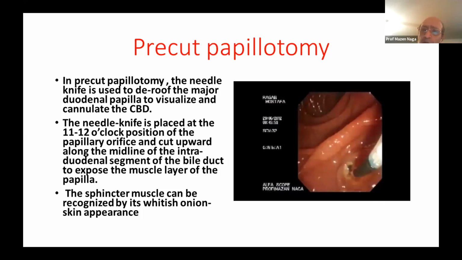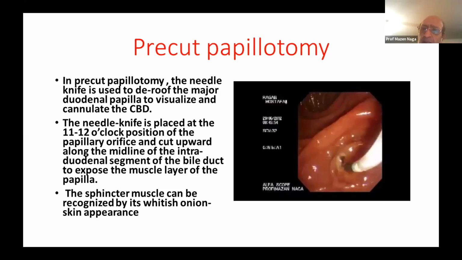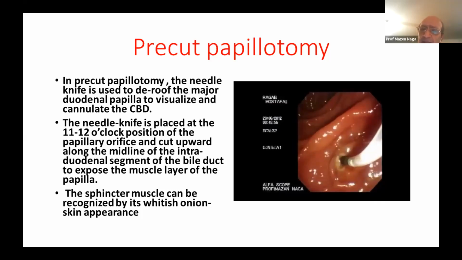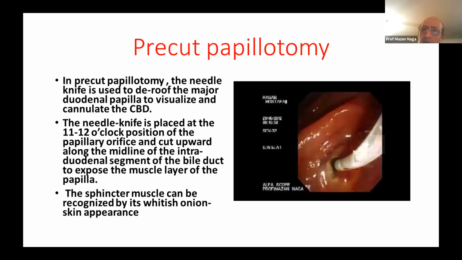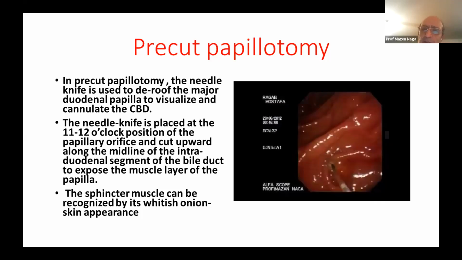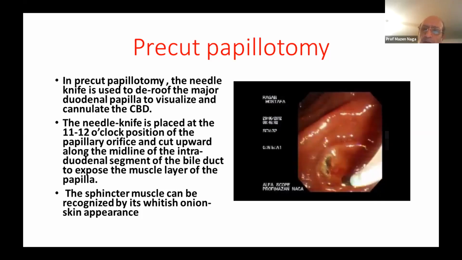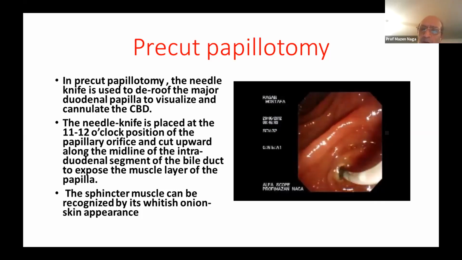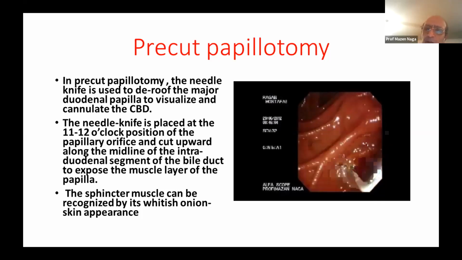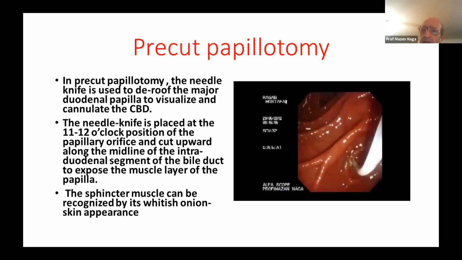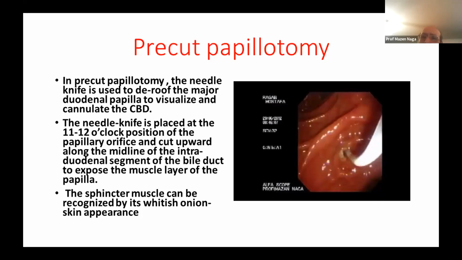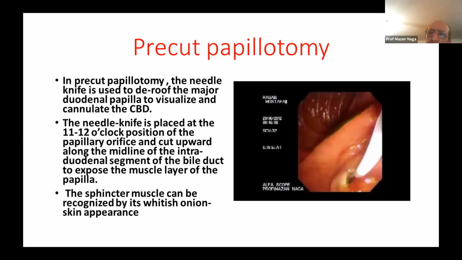Now, we cut the muscle layer after cutting the mucosa, and we can get inside. We try with the wire in the proper direction after cutting the muscle layer, and as we'll see, at last we get inside the bile duct easily.